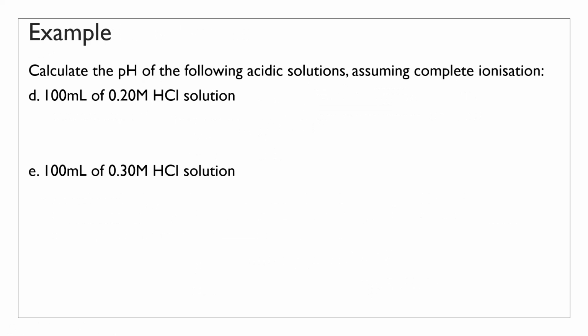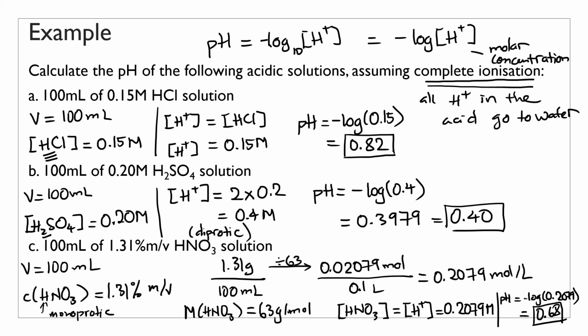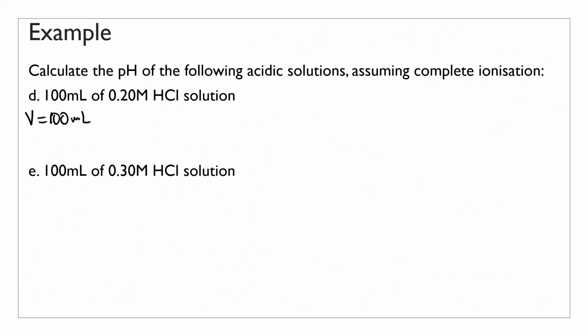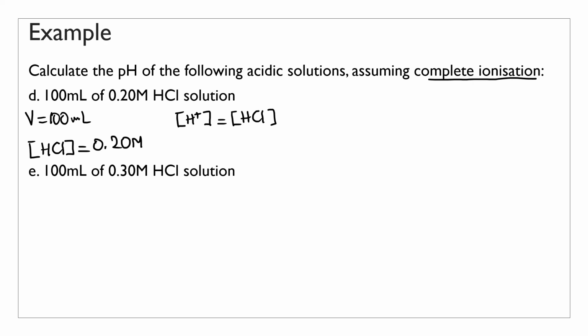Let's just talk about the other two examples, which are D and E. And this is another point that I want to make. So I'm going to do this again, concentration for part D. The volume is still 100 ml. The molar concentration of the acid is given, which is good. It's already in mole per liter. You're still assuming complete ionization, and this is a monoprotic acid. So the concentration of hydrogen ion is the same as the concentration of the acid, which is 0.20 molar.